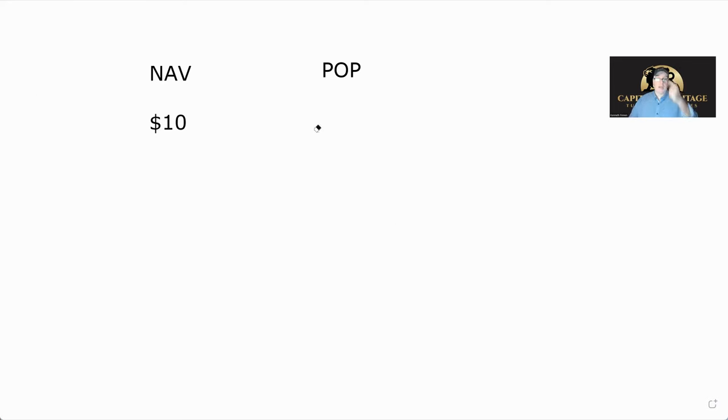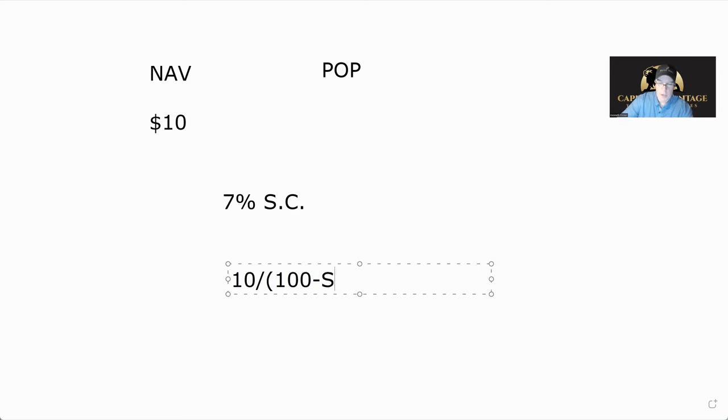Okay, so let's say they give us an NAV, and then they say you have a 7% sales charge. What's your POP? With a $10 NAV, you go, oh, it's just 70 cents. It's not, because remember, it's out of the POP. So this is what you're going to do, and I'm going to say this over and over again. You need the NAV of 10 divided by 100 minus the sales charge in percentages. So you're going to do 100 minus 7, so that's 93%.